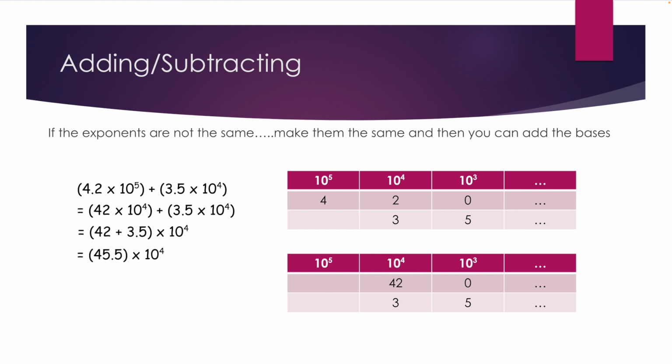And then we always want to put the number back into proper scientific notation. So in this case, I'm going to move the decimal over one more spot. I'm going to divide by a power of 10 here so that I can get this to be a 4.55 times 10 to the power of 5. So I'm moving it back over to put it into proper scientific notation. Okay, so I'm going to expand it so that the powers are the same. Then I can add the bases, and then I need to put it into proper scientific notation.